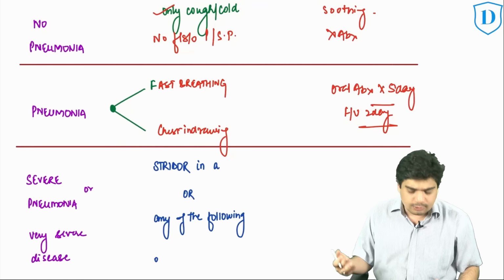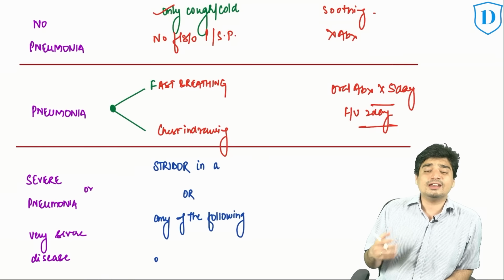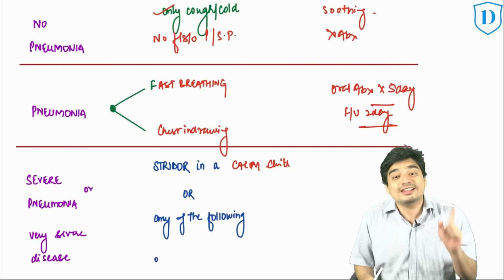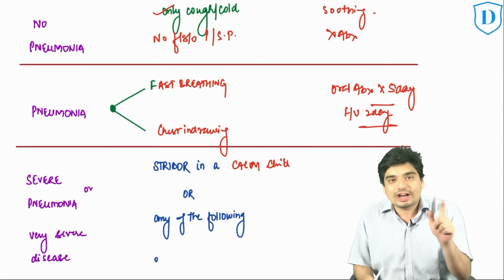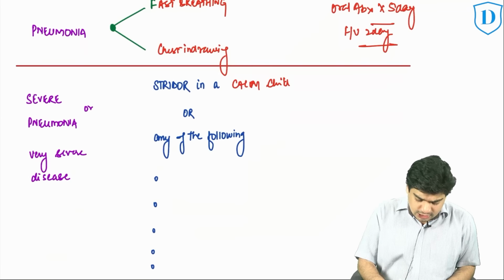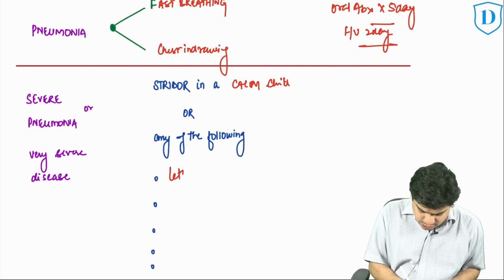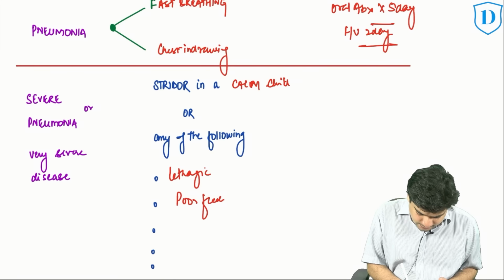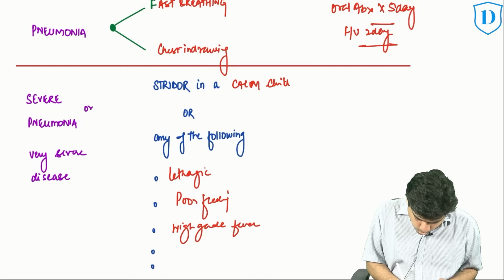Okay. As far as severe pneumonia is concerned, severe pneumonia is said when there is stridor in a calm child. Why is the child calm? Child is not actually calm. Child is actually lethargic. In fact, we say if there is very severe disease, if you have any one of the following: if the child is lethargic, obviously there is going to be poor feeding, or there is high-grade fever, or there is a decrease in SpO2, or the child is having convulsions.